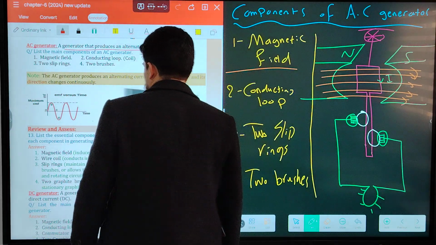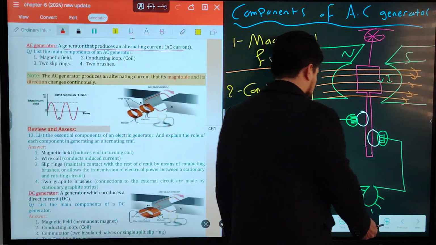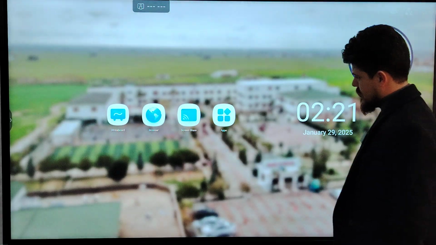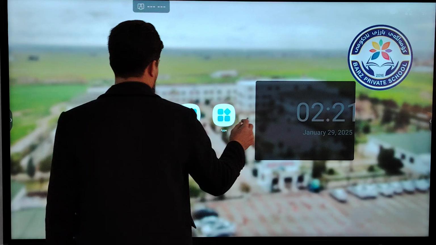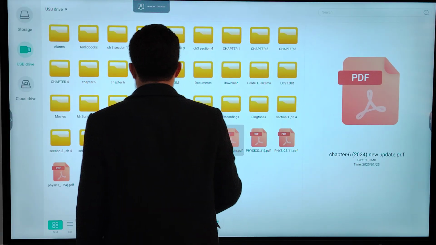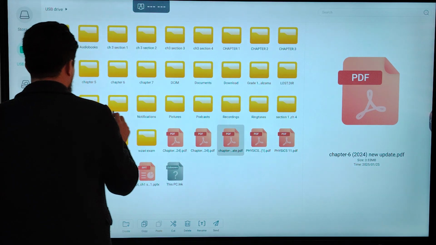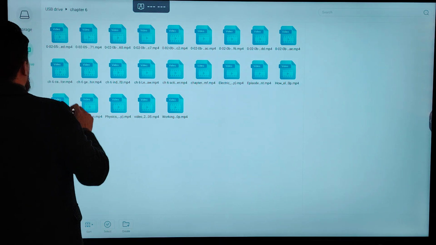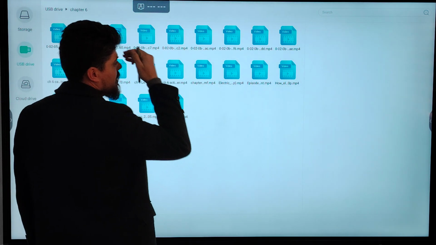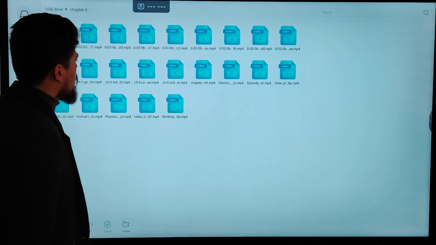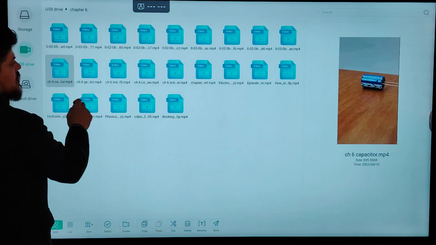Now I'm going to show you a piece of video about the AC generator, a very useful video for the students. I'm sure that you will benefit from this video, because it's very helpful for understanding how an AC generator works and its components.